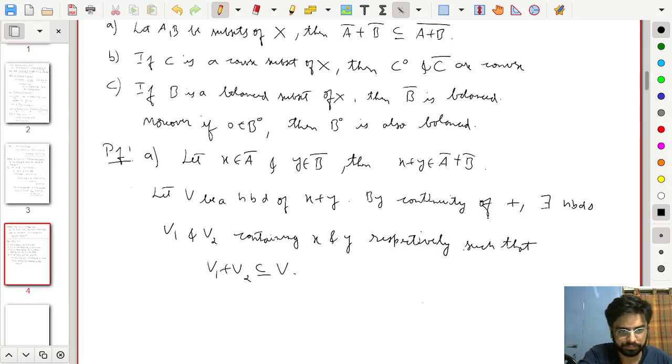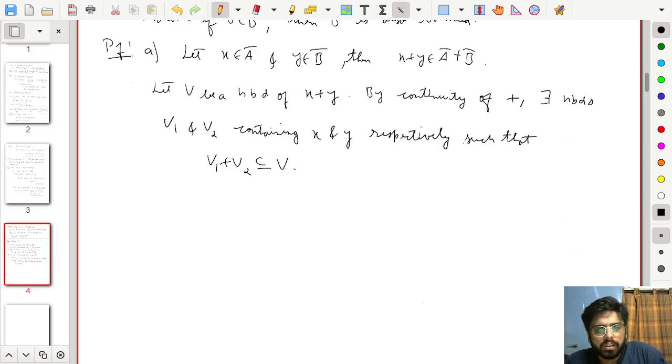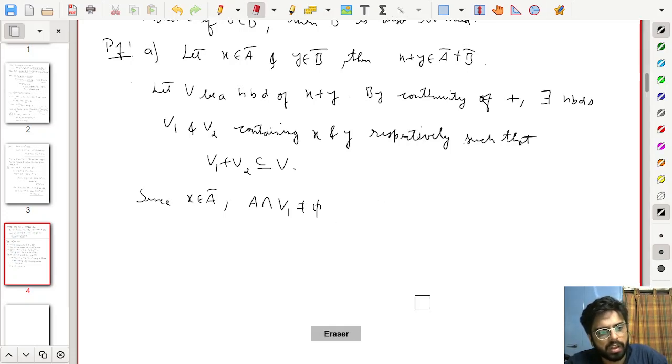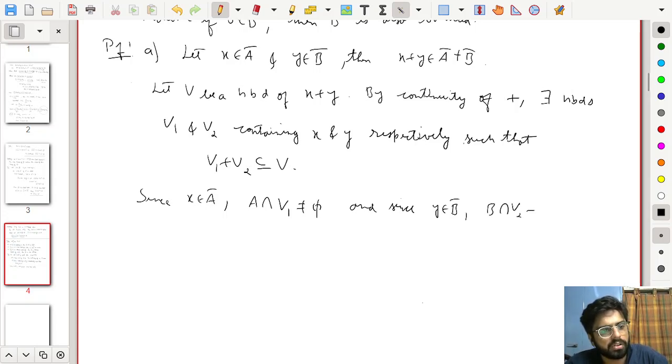So now, since x belongs to A closure, A intersection V1 is not empty, right? This is by the definition of an element belonging to the closure. And since y belongs to B closure, B intersection V2 is also not empty. So let u belong to A intersection V1 and v belong to B intersection V2.